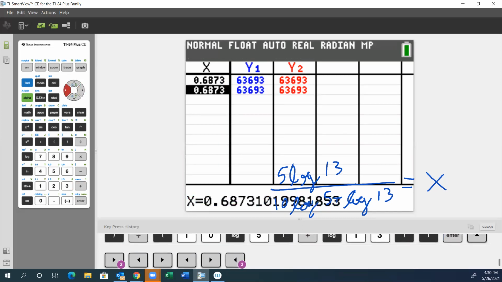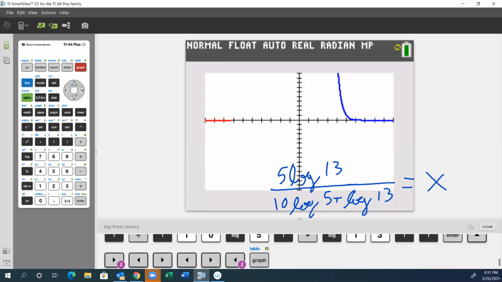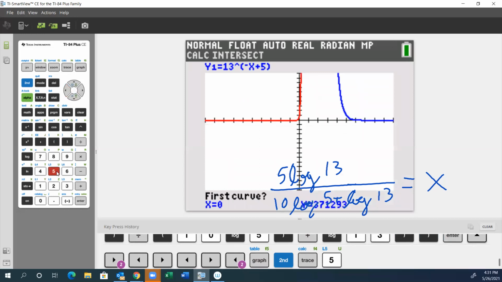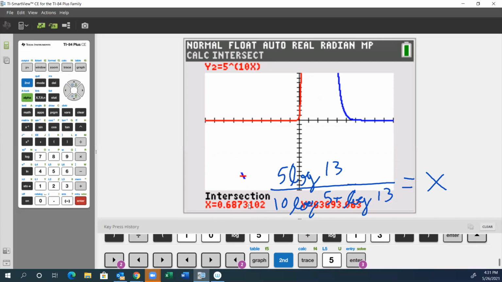Okay. If I were to go to the graph, I could say second trace 5 to find the intersection point. Enter, enter, enter. There it is right there. Okay. But you've got to do it by hand if you want the exact answer, because this is not going to cut the mustard.